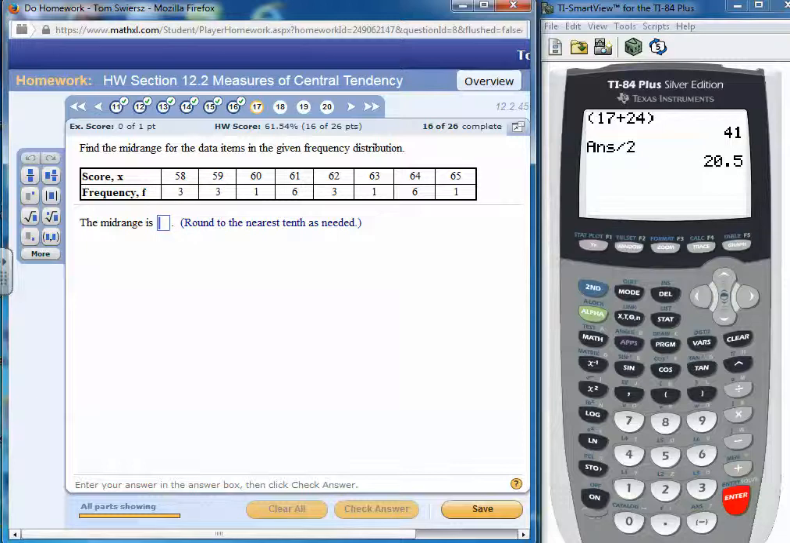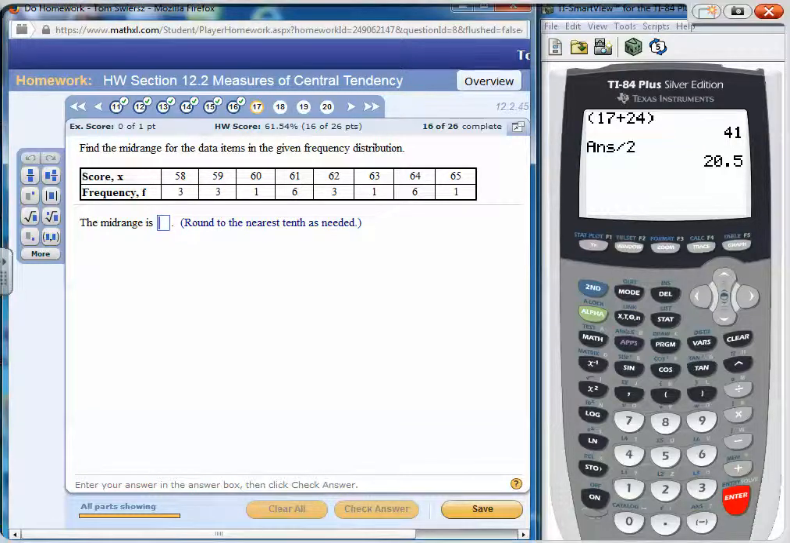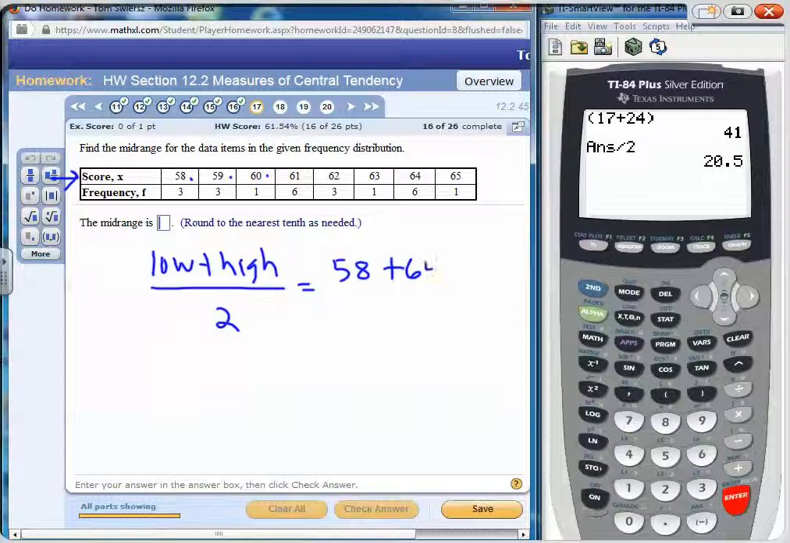All right, the mid-range, the lowest plus the highest. It is just the frequencies, not modes. We're not looking for highest frequency. We're looking for simply the low plus the high score, and then divide by 2. Notice they are in order, 58, 59, 60, and so on. So the lowest score is 58. The highest score is 65.